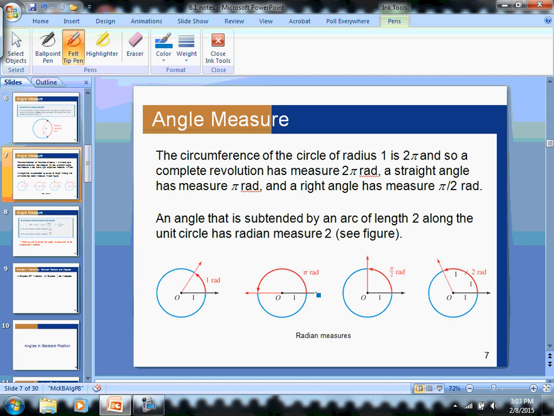So usually it's considered to be 2 pi around the whole unit circle. So that's 6.28. If you go halfway around, that's 3.14. So 1 radian would be about there. 2 radians is over here. 3 is just a little bit before you get to pi.